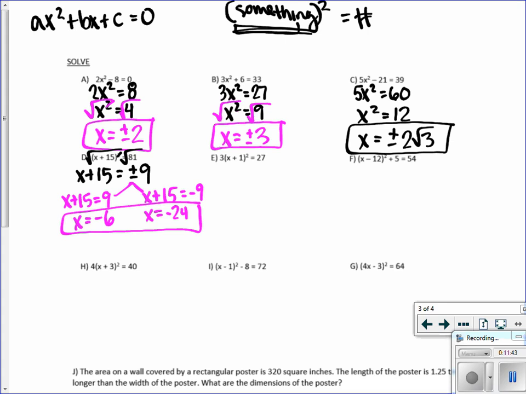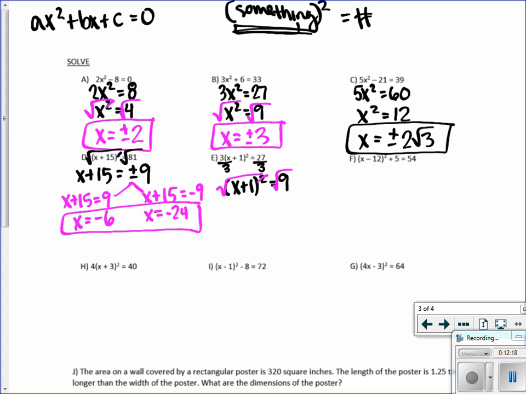So let's go to part E. On part E, do we have just something squared? No. What's around it? That's 3, and it's multiplying by our thing squared. So divide by 3 first. So x plus 1 squared equals 9. Did we now get it to the goal of something squared on one side and then a number on the other side? Yes. Okay, that means we are ready to take the square root of each side.